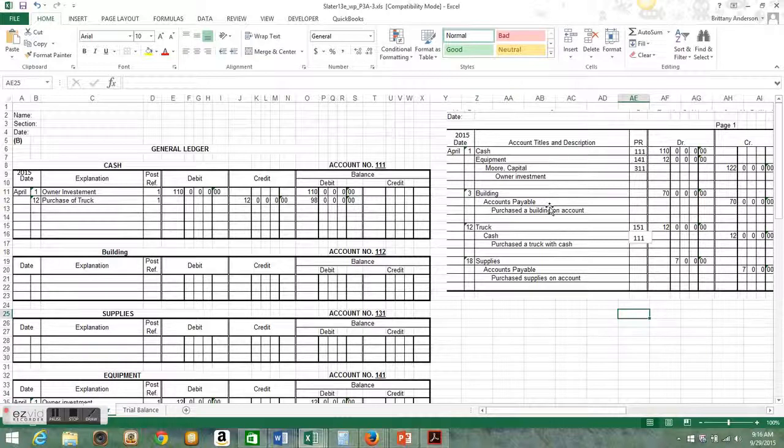So that is how we post from our journal to our ledger, and that these are a continuous balance ledger, indicating that we know our balance for each account at any given time. I hope this helps with some of the problems that you're going to do for homework this week, and also a good overview of how we post from our journal to our ledger.